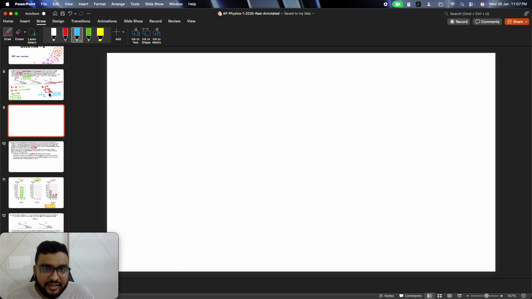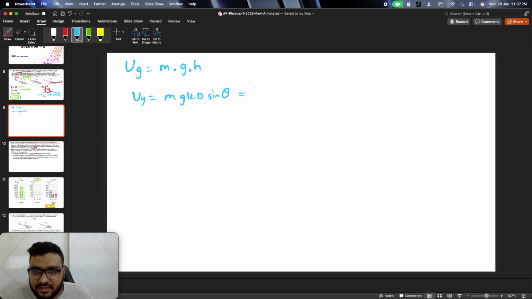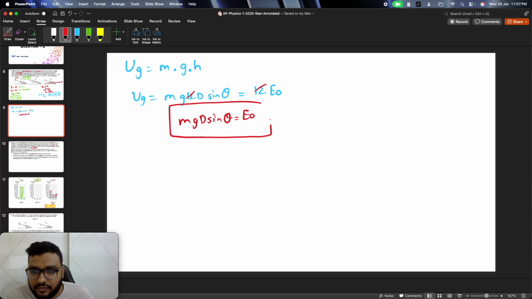Hence gravitational potential energy Ug is going to be m times g times height, so here mg times 12d sine theta. And this should be equal to what we already know, 12 E naught. Now if I cancel out 12 with 12, the value of mgd sine theta is nothing but E naught. So for every distance d, the energy is going to be E naught.